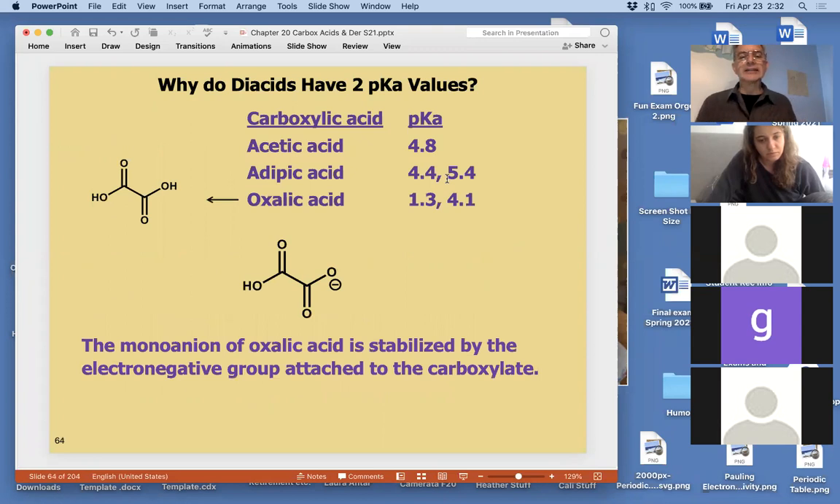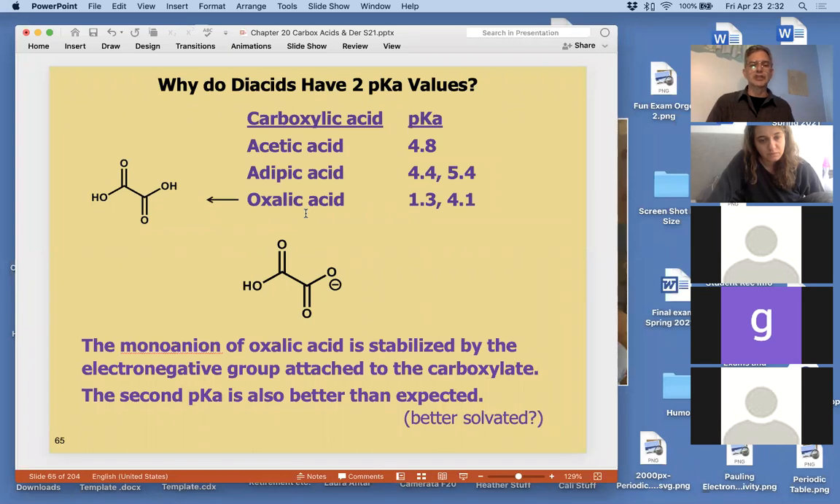Okay, oxalic acid. I forgot I had these slides that have the details. This anion is greatly stabilized by all the electronegativity on the left side. I said that already, so here it is on a slide. The second pKa is better than I would expect for sure, but it's better solvated. Notice you're getting 2 negative charges fairly close to each other, and it may be that it chelates a cation, which helps. I keep intending to look that up and see if there's anything in the literature on that, but I'm assuming it has to do with more unusual properties.